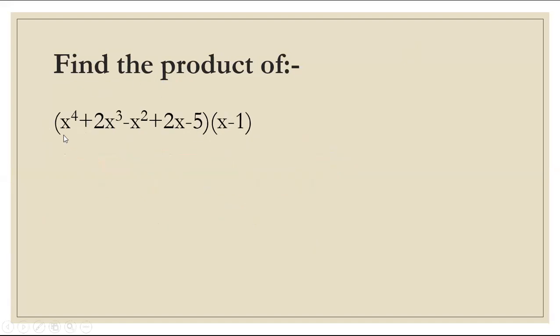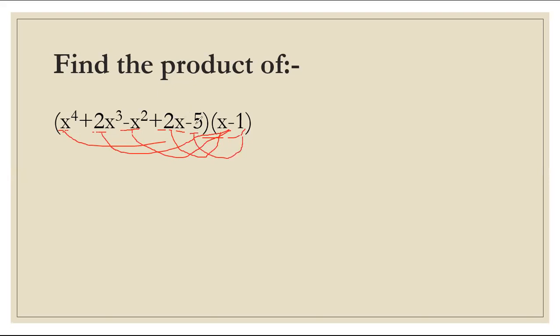Now the next question. Here you can see that 1, 2, 3, 4, 5 terms are there, and in the second bracket 2 terms are there. So what is the first step, students? We have to multiply x power 4 with this whole bracket. Then second term, second bracket. Repeat my words. Third term, second bracket. Fourth term, second bracket. Then fifth term, second bracket.